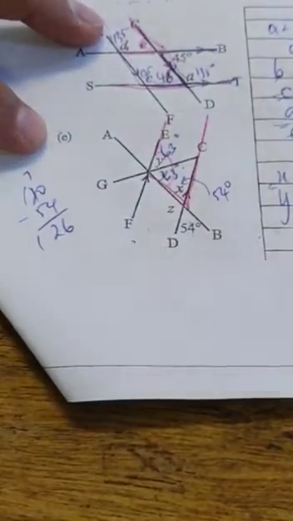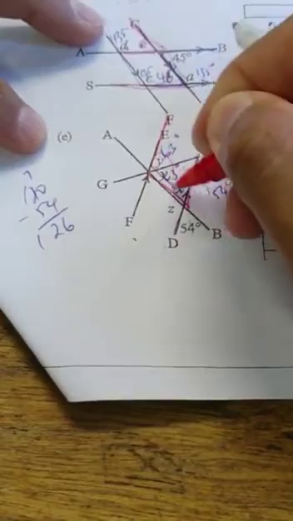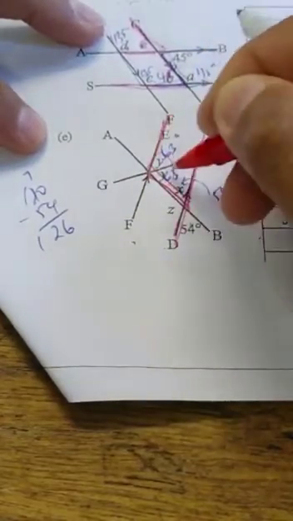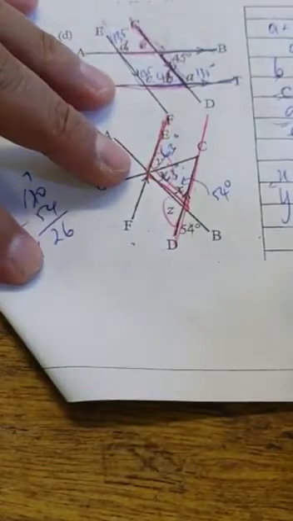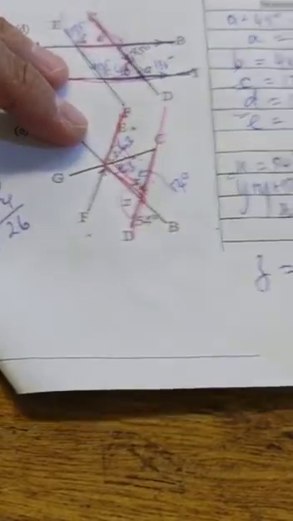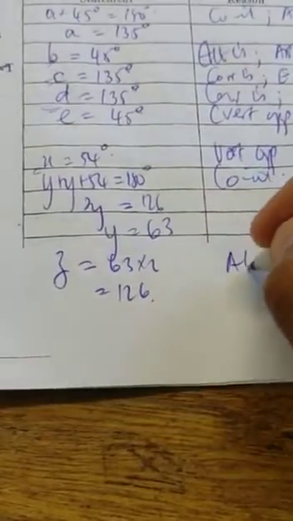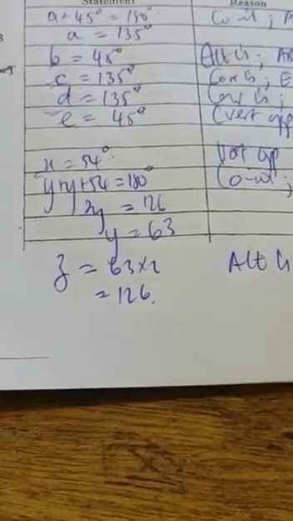If we look at the angle Z, Z is alternate to the sum of two y's. So Z is equal to 63 times 2, which is 126. And the reason is alternate angles, with EF being parallel to CD.